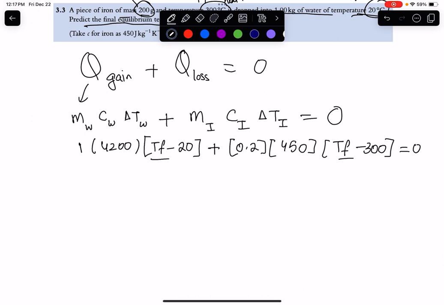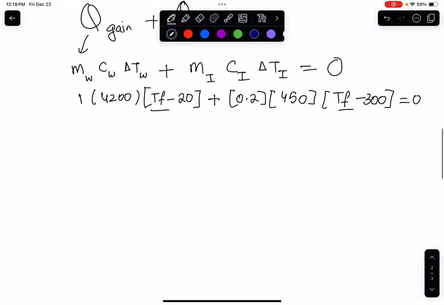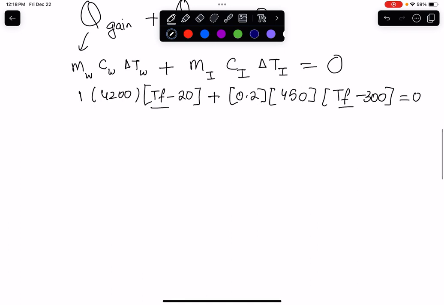Now you just have to solve for TF, which is simple math. The main part was creating this equation, and that's the main thing in physics, right? Solving the equations is not as hard as in mathematics, but the main part is understanding the problem and formulating the equation. That's the hard part. So now we can simply solve for this.